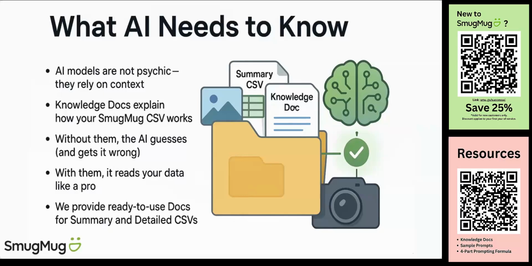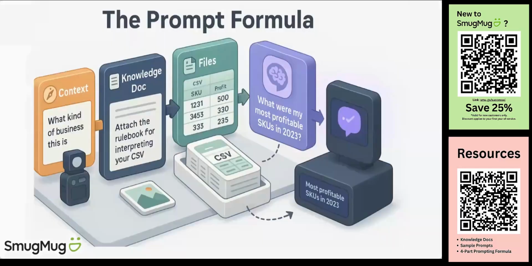All right, so let us recap what you have now. You've got a CSV file. Let's call that the ingredient. There's a knowledge document. We'll call that the recipe. Now there's one last thing you need. It's how to ask your question. And that's where the prompt formula comes in. And I'm going to show you exactly how to use that.